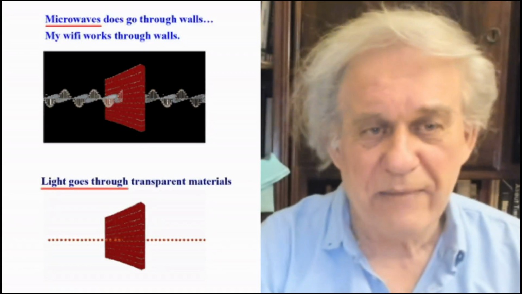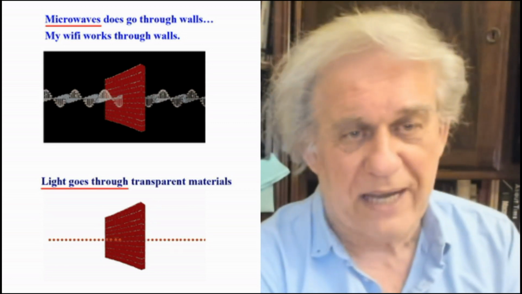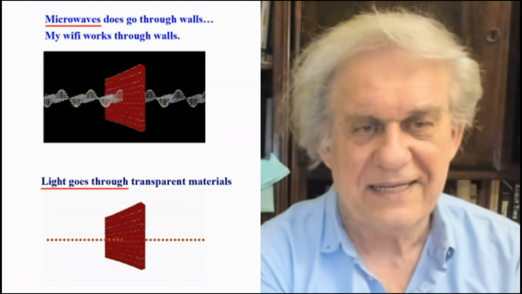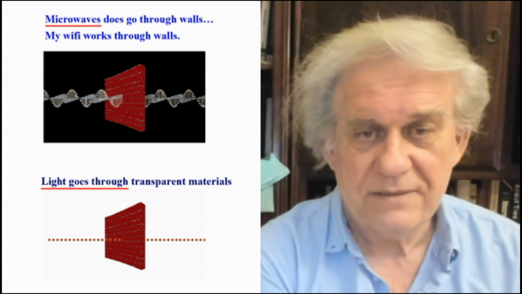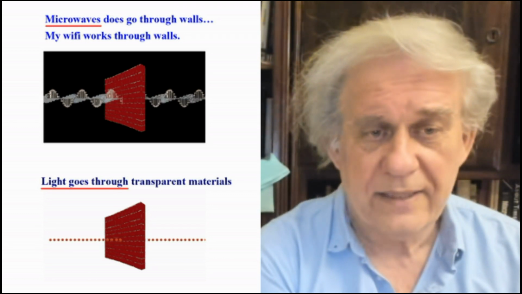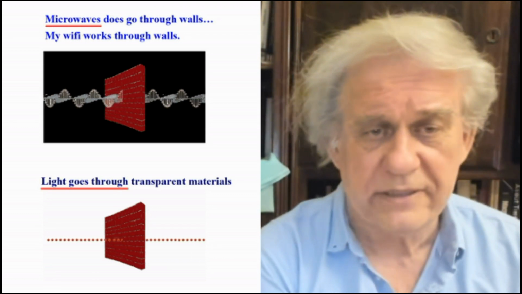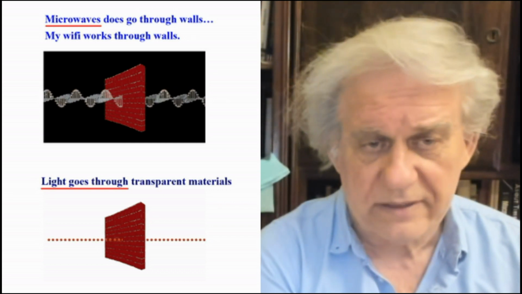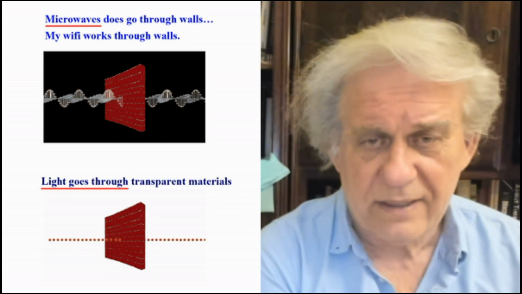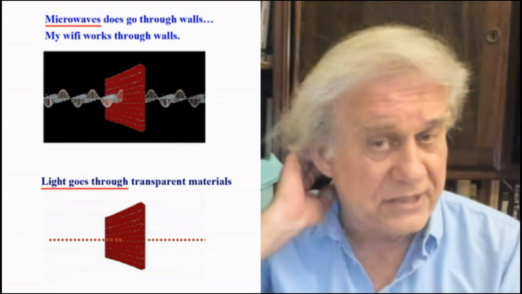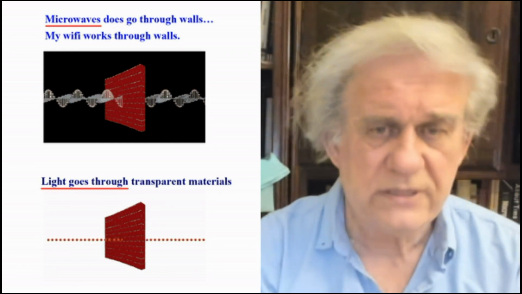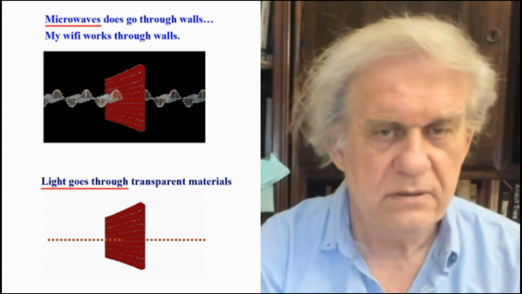Okay, a couple fellas insist. Microwaves do go through walls. My Wi-Fi works through walls. And so he says these waves, whatever they are, go through his walls. Very scary stuff. And the other fellow says light goes through transparent materials. So here's a material, a wall, and he says it goes through it. I guess he's talking about particles or waves, maybe like the previous guy. Is that what's happening? Is it going through?